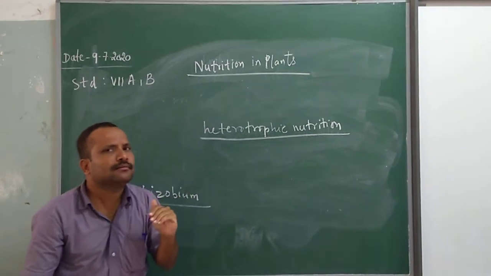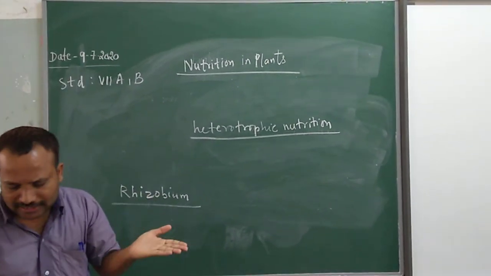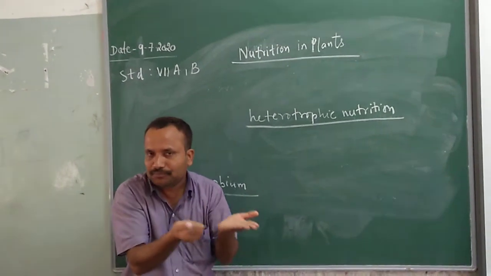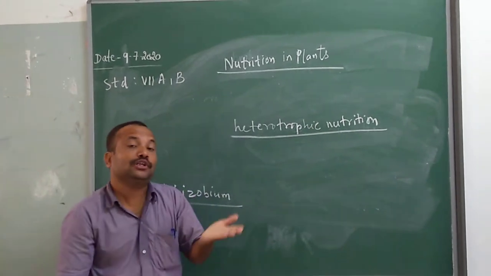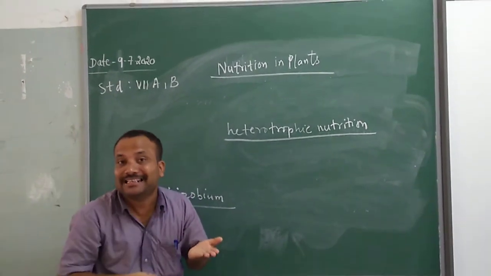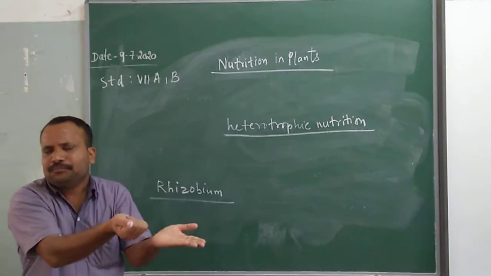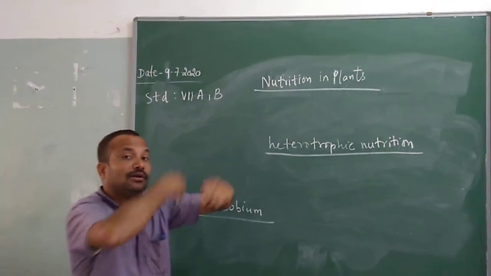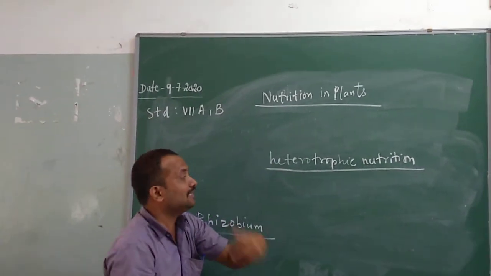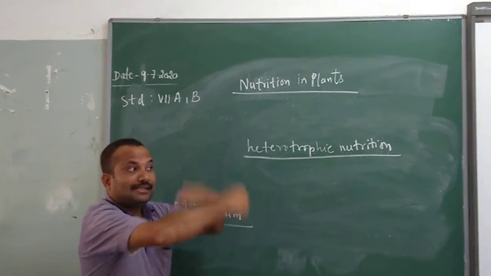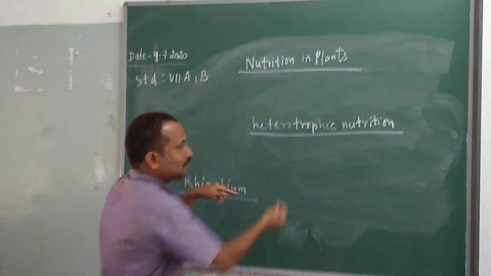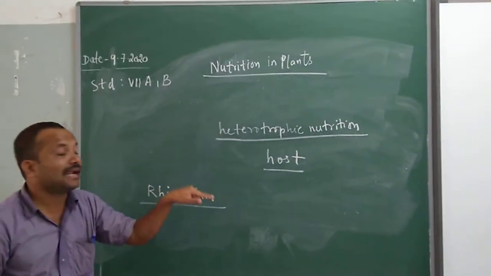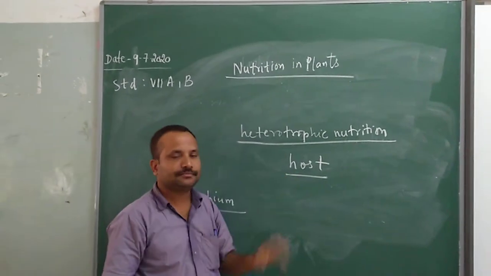They don't have chlorophyll. They don't have chlorophyll means they can't produce their own food. If they have chlorophyll, they can absorb the sunlight. If they don't have chlorophyll, they cannot absorb the sunlight, so they can't prepare their own food. So when they are growing on other trees, the tree on which this climber is growing is called the host plant, host tree.